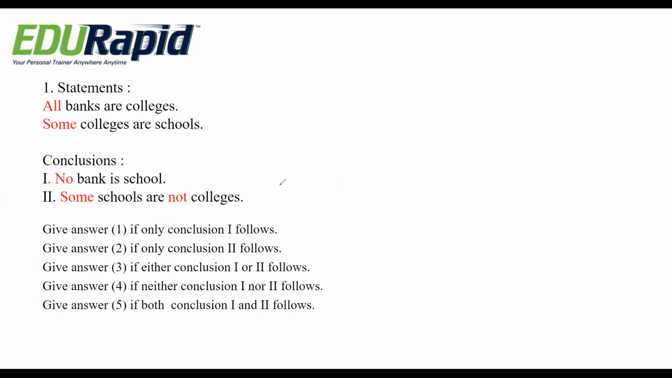First, you have to write down the Venn diagram. The first statement, they are telling all banks are colleges.